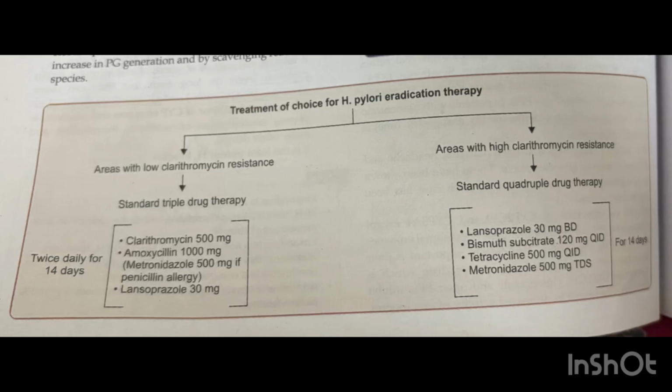Areas with high clarithromycin resistance: standard quadruple drug therapy. Lansoprazole 30 mg BD, bismuth subcitrate 120 mg QID, tetracycline 500 mg QID, metronidazole 500 mg TDS for 14 days.